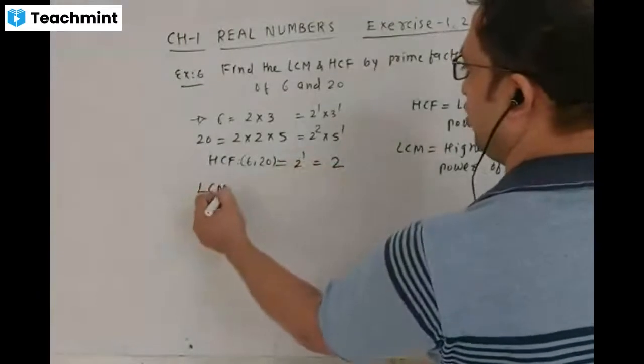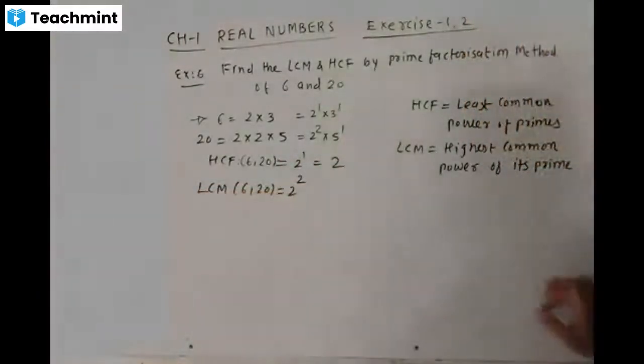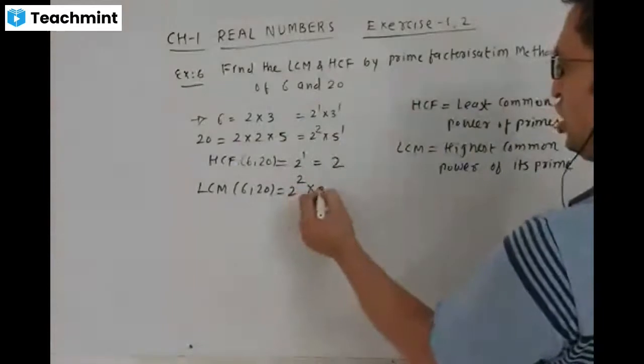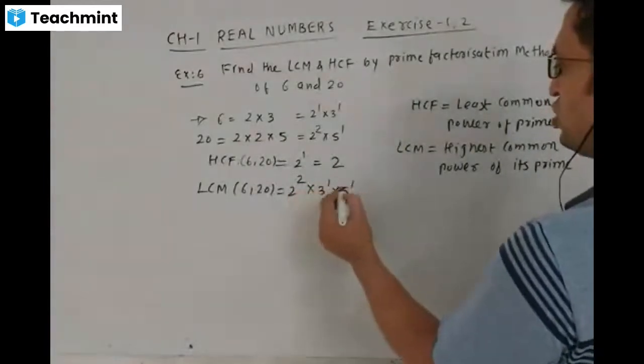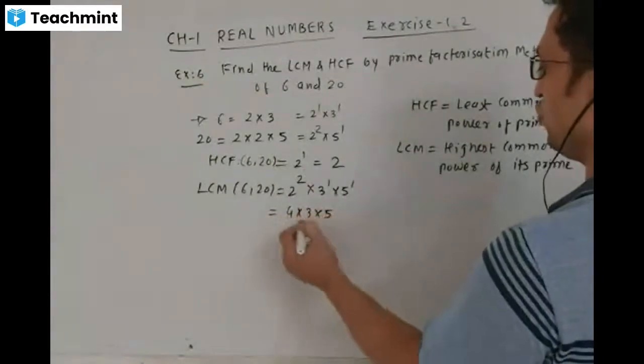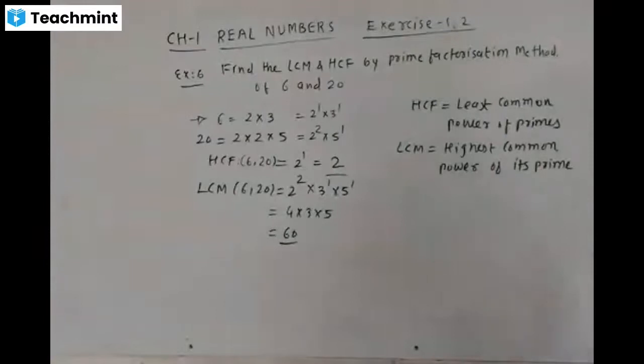And LCM of 6 and 20. LCM means the highest power of each prime. 2 raised to 2, 3 raised to 1, 5 raised to 1. That is equal to 4 into 3 into 5, 4 times 15 is 60. Therefore, LCM of the two numbers is 60 and HCF is 2.